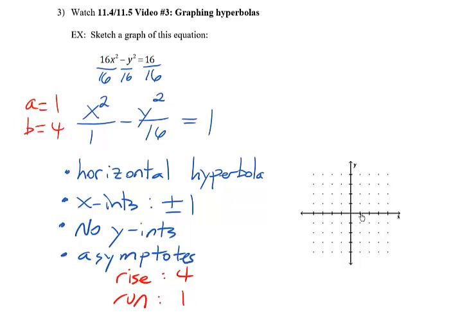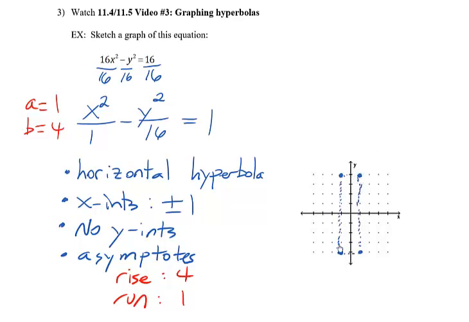Okay, I'm ready to make the graph now. Let's mark the asymptotes on first. Remember, always start at 0, 0. The rise tells you the up and down. The run tells you the side to side. Mark those dots in all 4 directions. So up 4 and right 1, up 4 and left 1, down 4 and right 1, down 4 and left 1. You can even draw in that rectangle if you like.